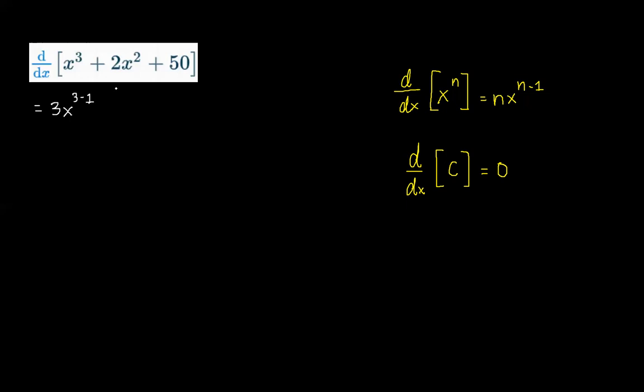Next, how about for the second term? You see, in the second term, we have a coefficient of 2, and then we have a variable, specifically x squared or x raised to 2. So we're still going to use the power rule. What we're going to do first is let 2 stay as it is, meaning we're not going to touch 2 yet. Then we are now going to get the derivative of x squared.